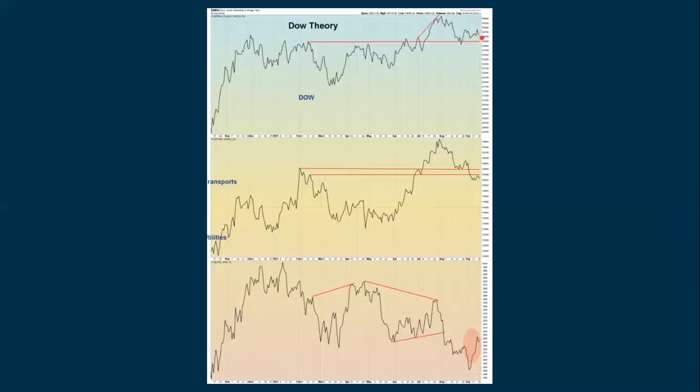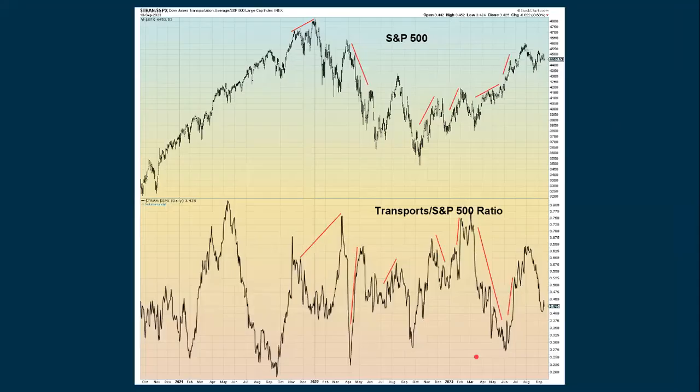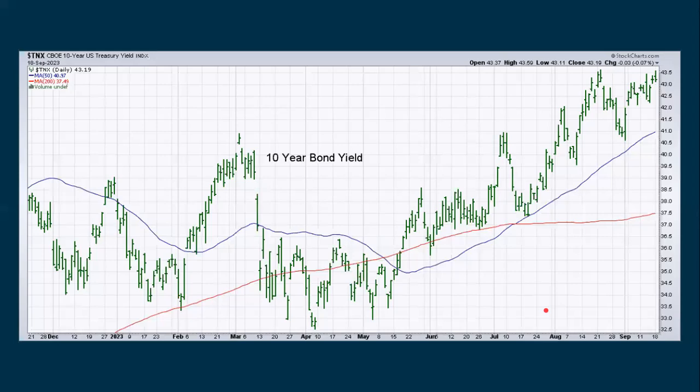Dow theory, we were up slightly with the Dow. We're seeing some more weakness with the transports, which is negative. We saw a little bit of a pullback in the utilities. And the transports to S&P 500 ratio did tick down just a little bit. This is not showing any kind of strength right now.